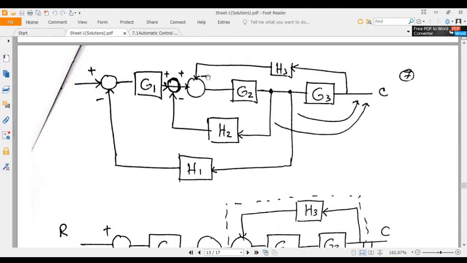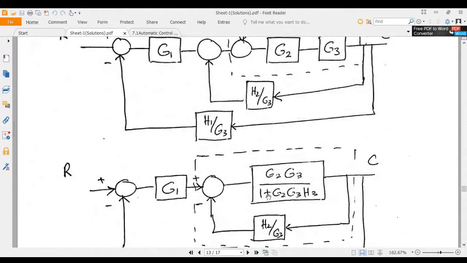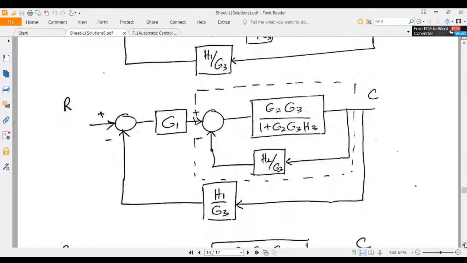Here it is negative. Okay. So in the formula, you will get positive. You can see here. Here it is positive, since the feedback path has been added to the summing point with negative sign. So here it will be positive sign. You can see.